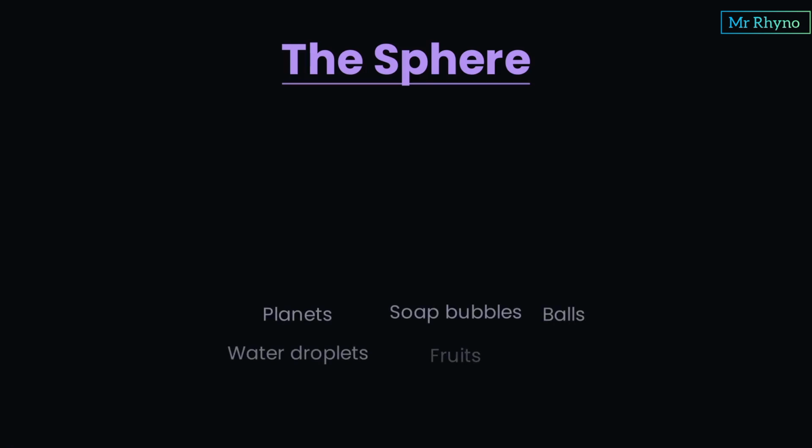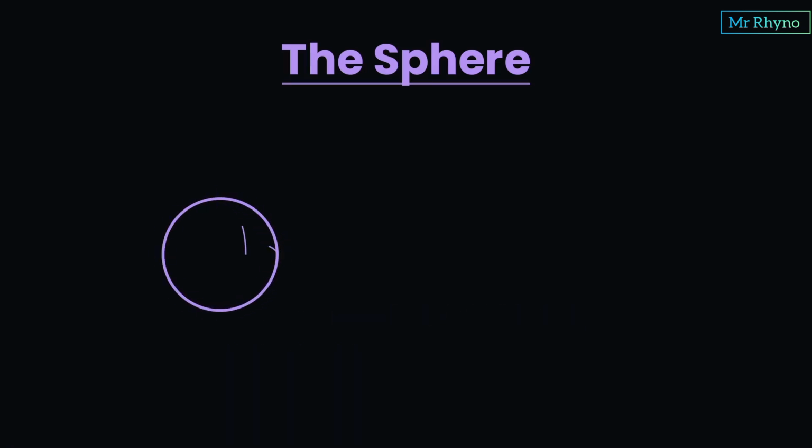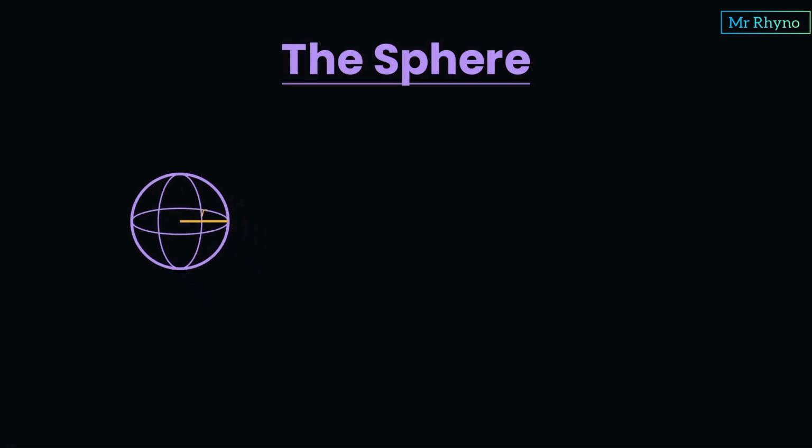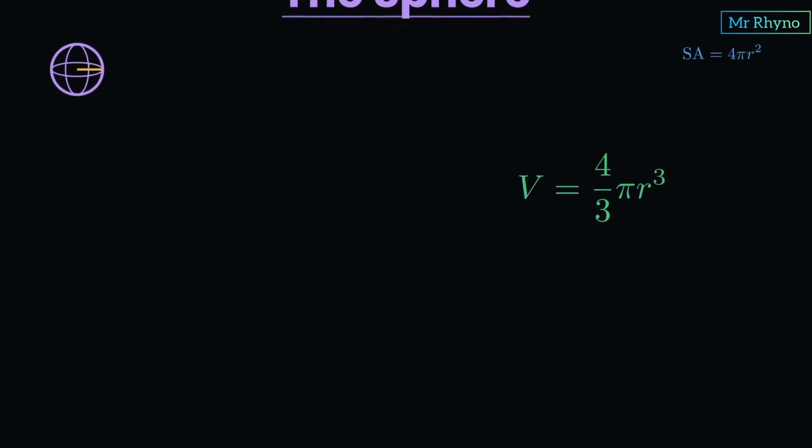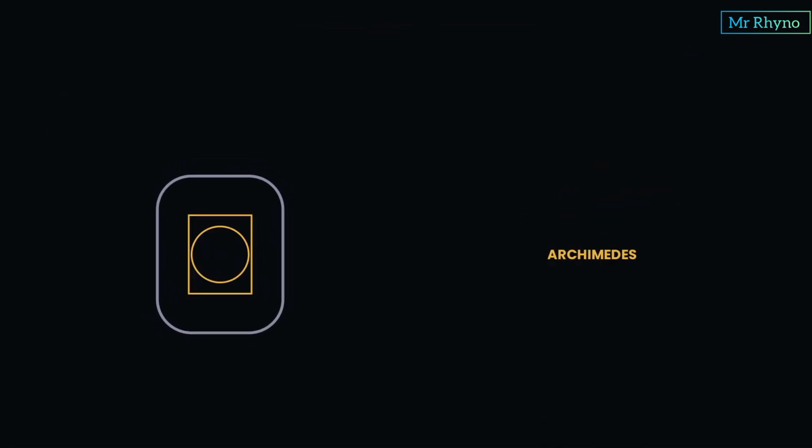The sphere is perhaps nature's favorite shape. Planets, soap bubbles, balls, water droplets, even many fruits. A sphere has no edges, no corners. Every point is exactly the same distance from the center. That distance is called the radius. The surface area is 4 pi r squared. The volume is 4/3 pi r cubed. These formulas were discovered over 2,000 years ago by Archimedes. He was so proud of this discovery that he asked for a sphere and a cylinder to be carved onto his tombstone. That is how important this idea was.